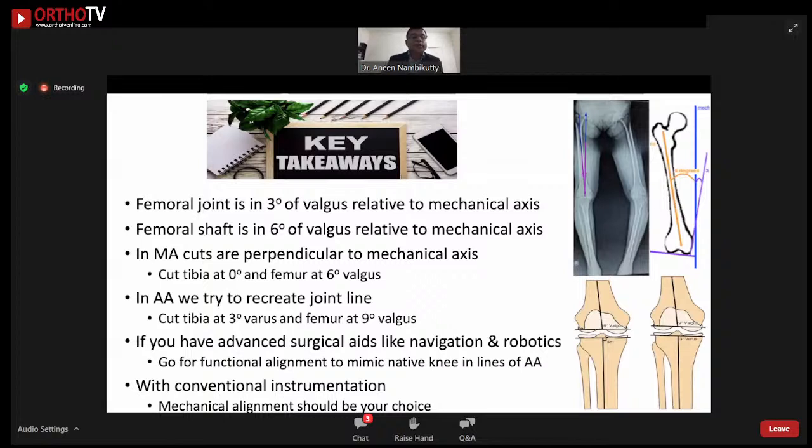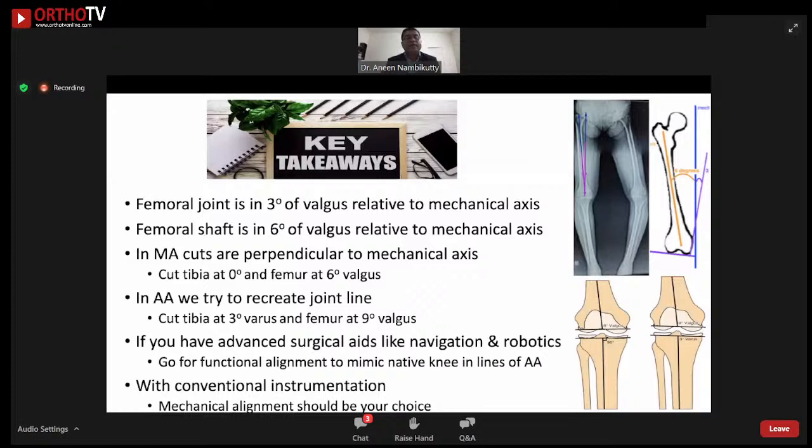And if you are using a mechanical alignment, your cuts are perpendicular to the mechanical axis, and you cut the tibia at zero and femur at 6-degree valgus. And in anatomical alignment, we try to recreate the joint line. That is, you cut the tibia at a native 3-degree varus and femur at 9-degree valgus.